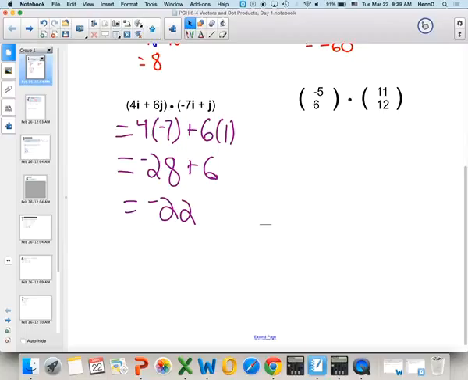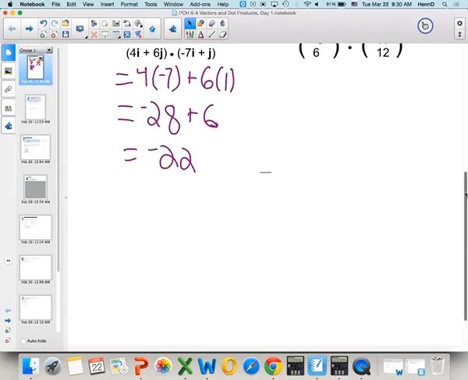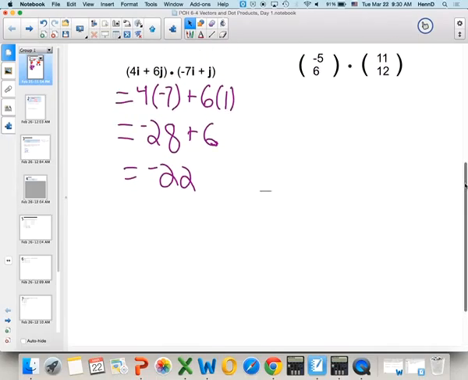So 4 times negative 7 is negative 28. 6 times 1 is 6. So you add them together and get negative 22. All right, good, good. How about the last one? Would someone like to come show us this one? I'll do it. All right, Matthew.